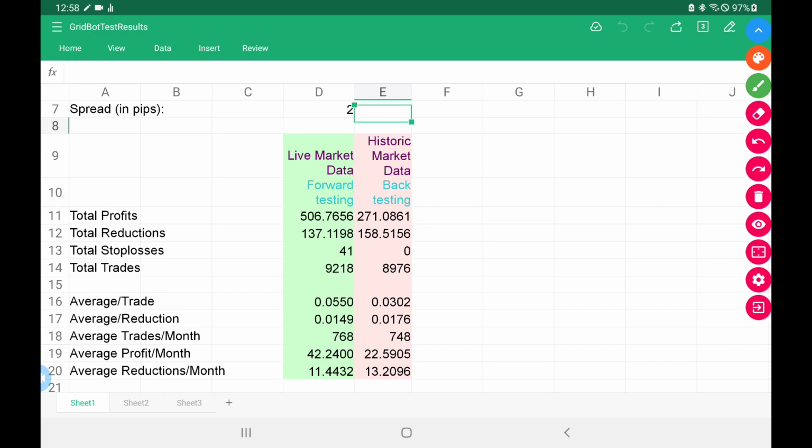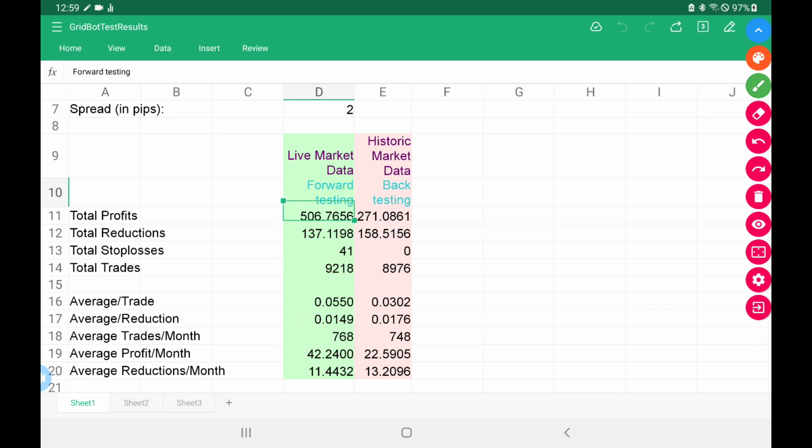Now, I ran this simulation several times to make sure that the data set was accurate and cross-tested everything. The big question is why there is such a drastic difference, especially between the live market profits and the historic market profits. This is almost double. And we can see that all the way through, even with the average profits per month, we are almost double.